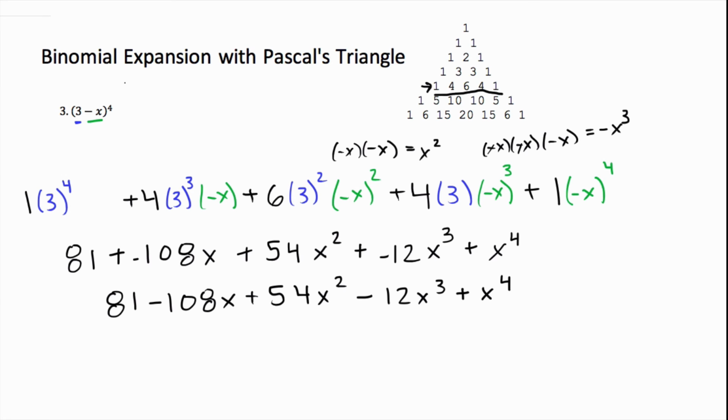You'll notice that with any problem that has a minus sign, it's always going to alternate in your final answer. So we have a positive number, a minus, a plus, a minus, and a plus. If it doesn't alternate like that, you know that something went wrong and you can go back and check your work.